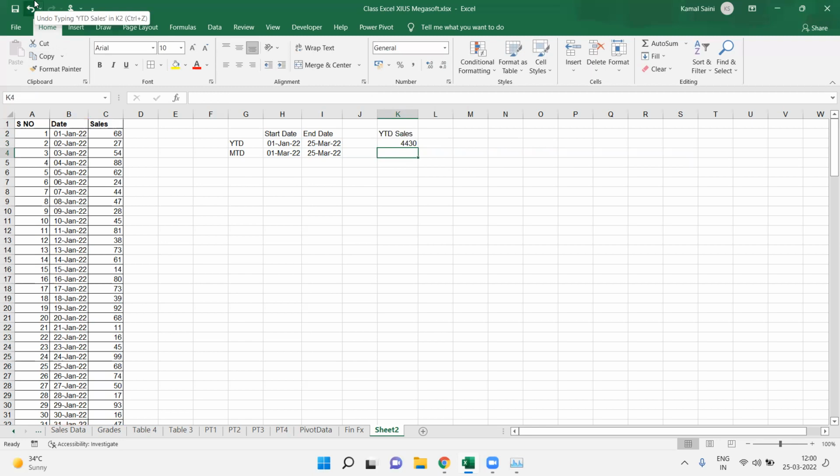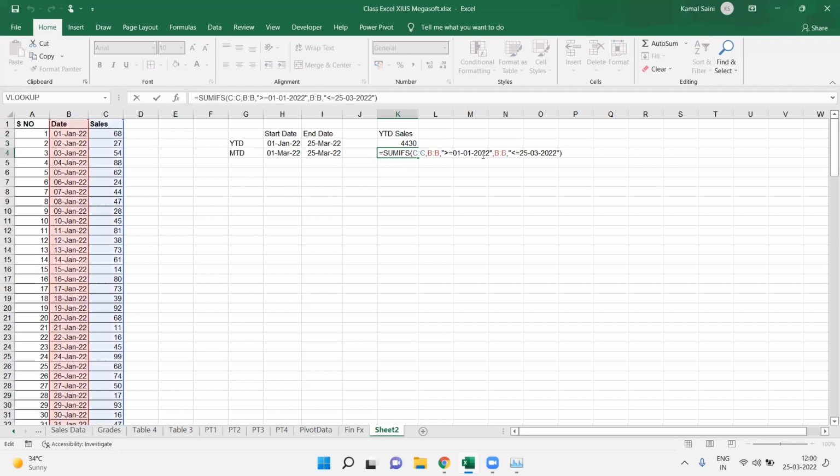And MTD, it's from the 1st of March till 25th of March. So these are somehow important functions.